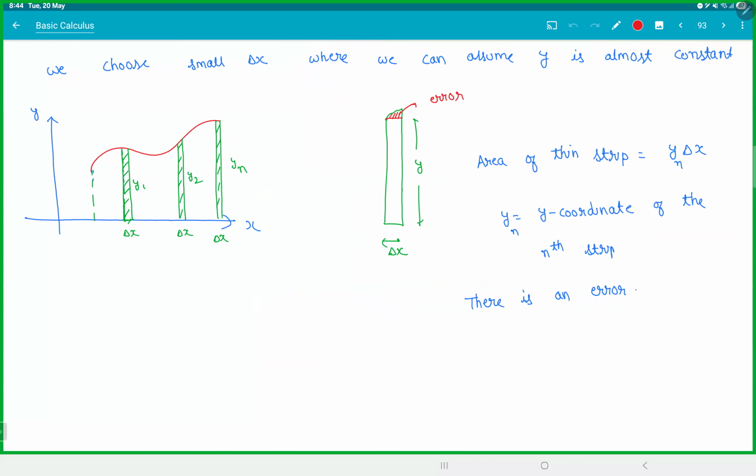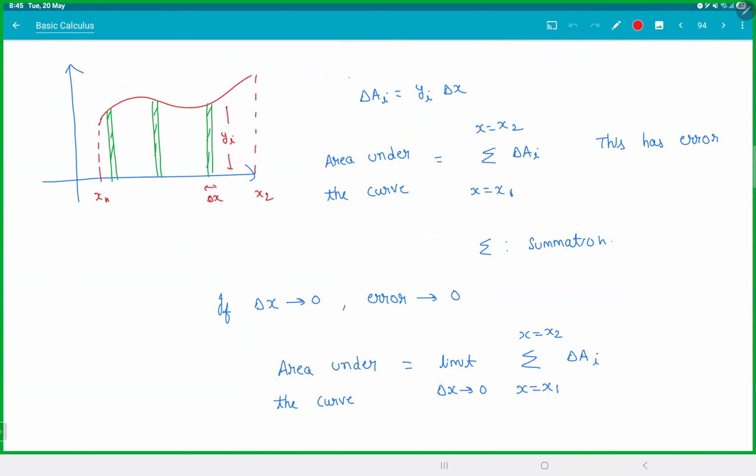I will take very small slices such that each slice becomes like a rectangle, but there is a problem. We always get some error on the top. So to reduce that error, we said that delta x becomes very, very small. Then the strip is so thin that you can assume the error is negligible. Then the area under the curve becomes limit delta x tends to 0. So the meaning of limit is that you're taking thin strips. That is the meaning of it.